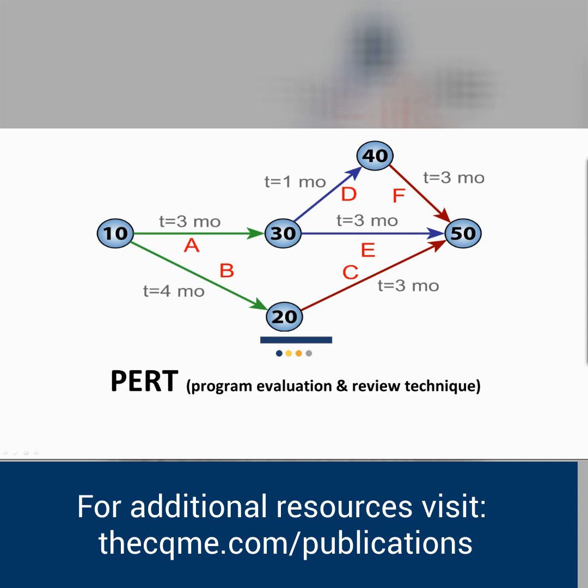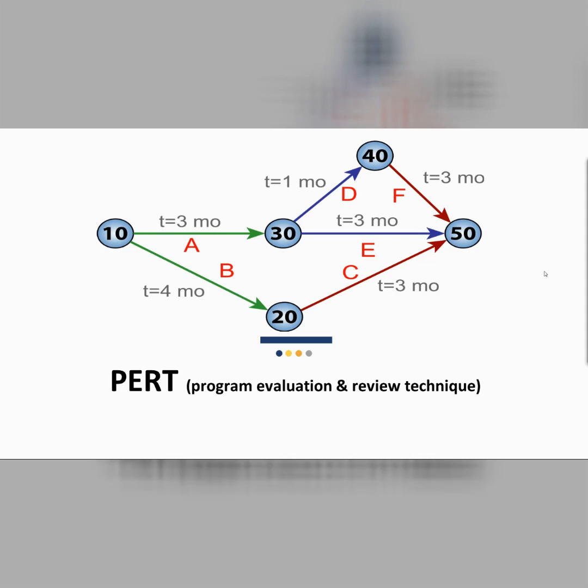And we can see that these two paths take 7 months, and this path takes 6 months to do. So this helps you identify relationships, put things in order, what needs to be done first, what can you start working on while you're waiting for the next phase of the project.